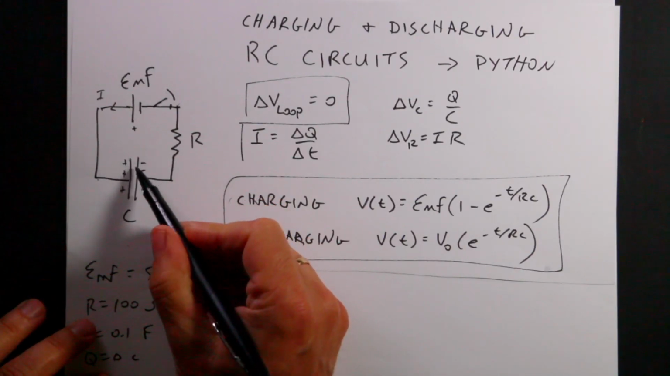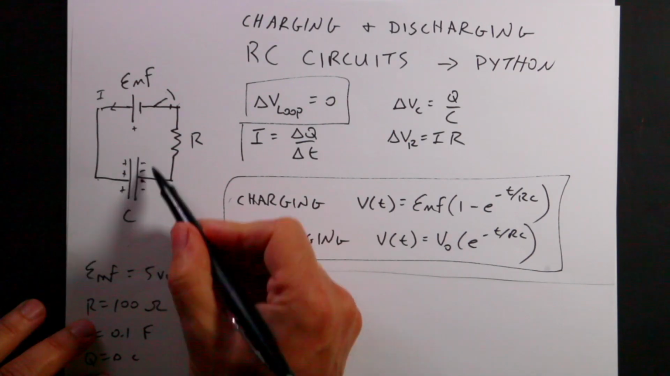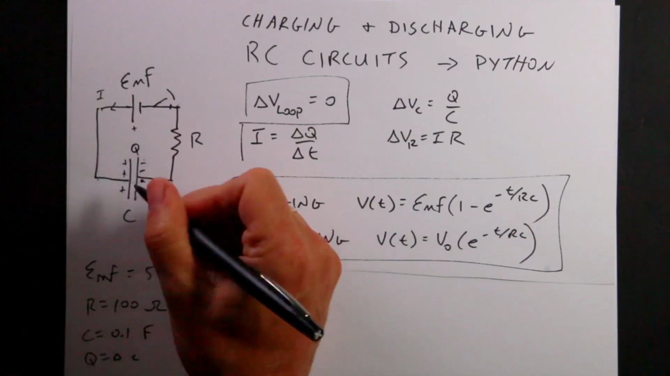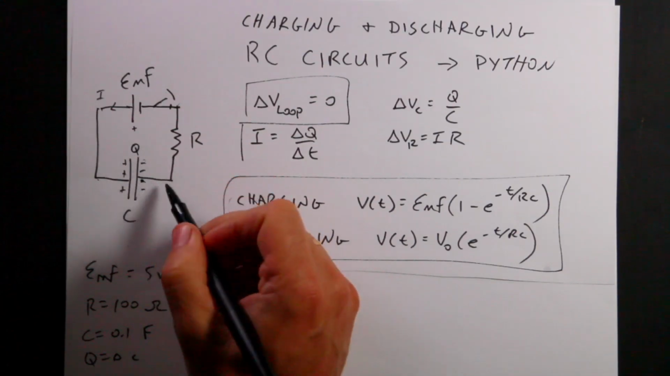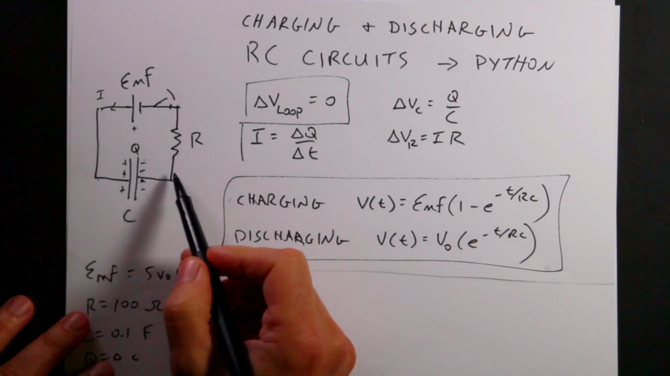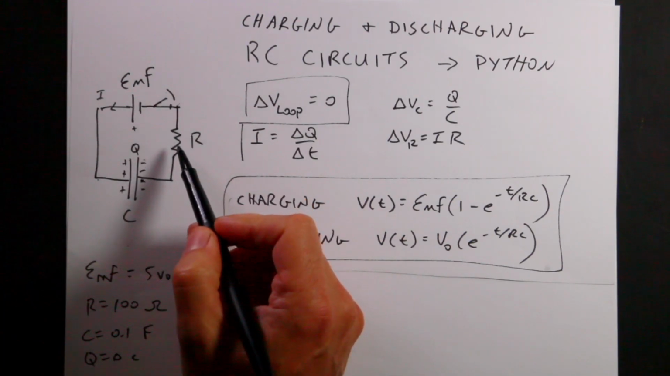Those create an electric field that pushes positive charges off of the other plate, and so you end up with negative over there. So this charge on the plate, Q, is the amount of positive charge, and there's an equal and opposite negative charge on the other side of the plate. And then we have that resistor in there, R.